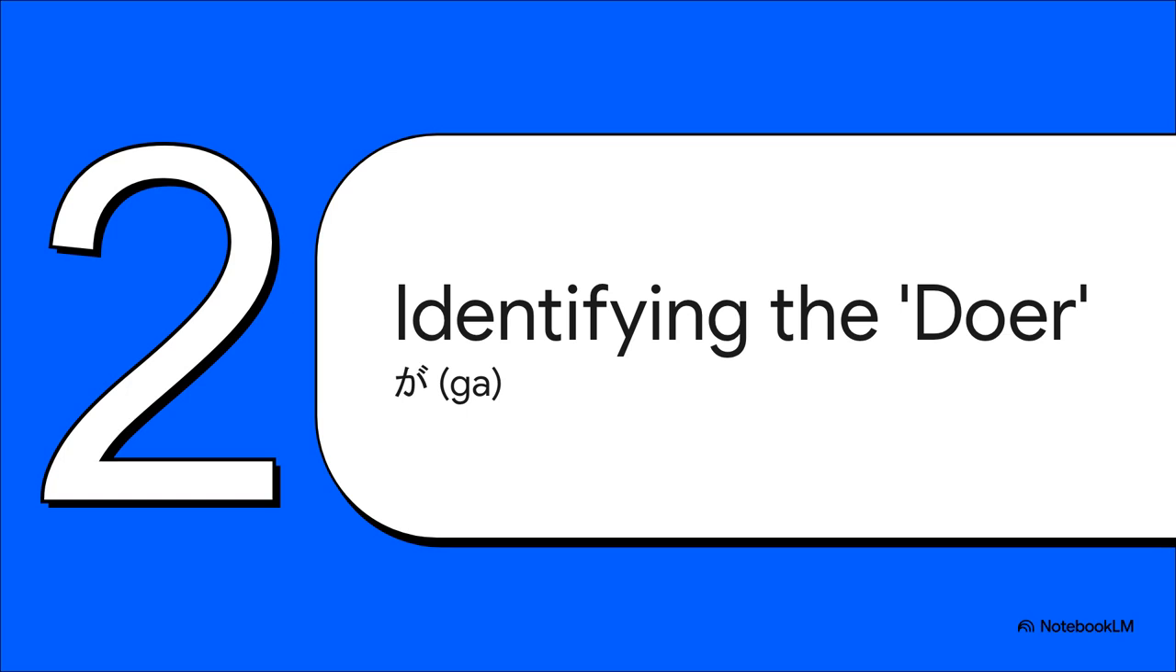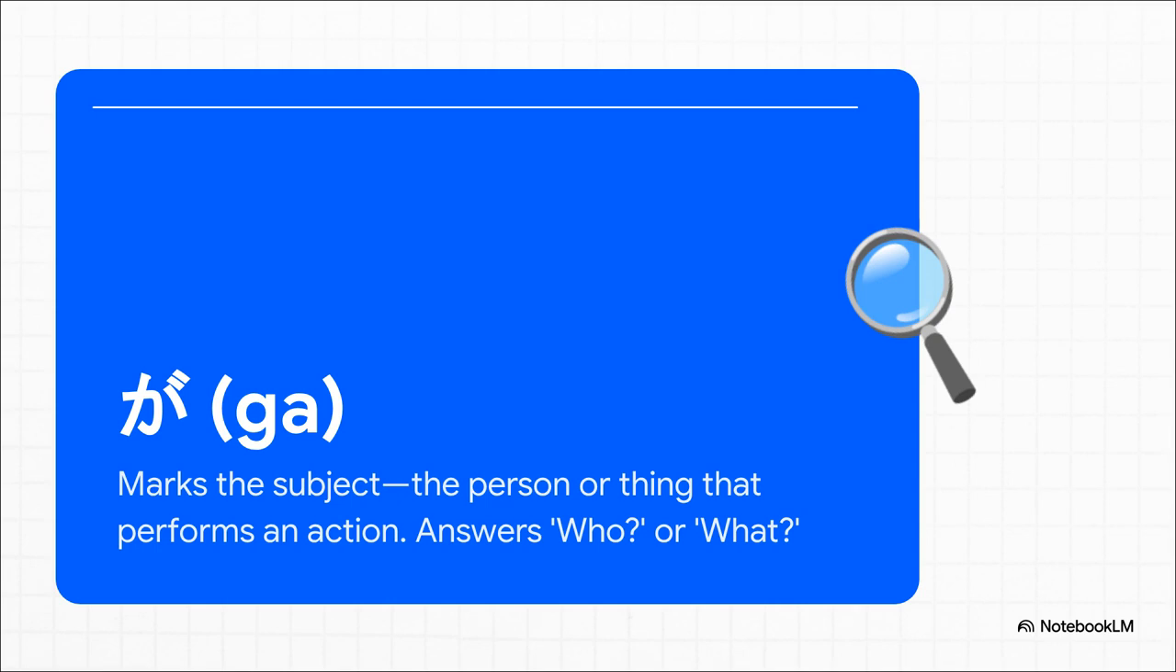This one's easy. It's pronounced just like it looks. Ga. Now, if wa puts a spotlight on the general topic, ga has a much more specific job. It's here to point out the action hero of the sentence. Ga is the subject marker. It pins down the exact person or thing that's doing an action or being described. So if you ask who did it or what is it, the word that comes before ga is your answer. It's really common when you're introducing new information into a conversation.